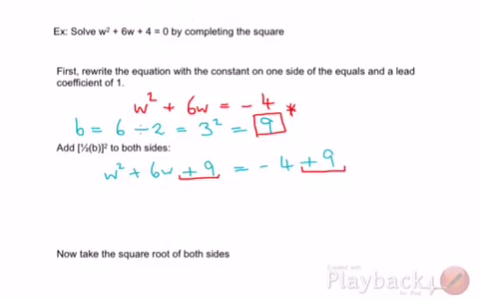Next line then. Straight away I can see that these three terms are a trinomial, and they are the binomial squared. So the binomial was this term here. It's going to be w plus 3 all to be squared is equal to, and negative 4 plus 9 is equal to 5.